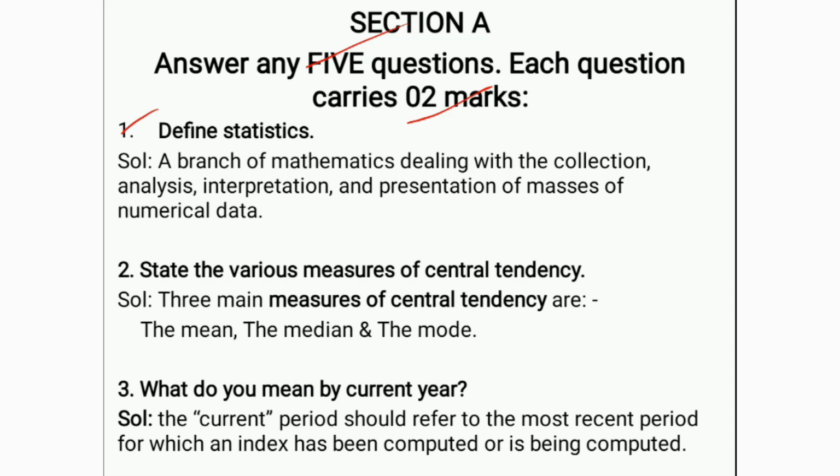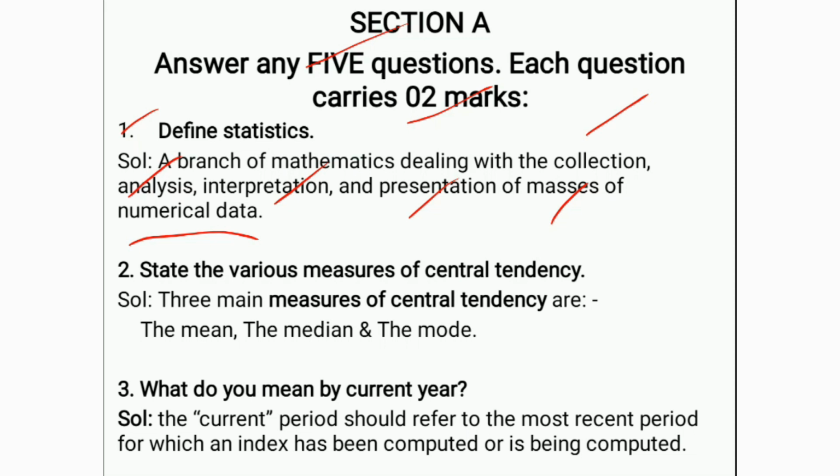Statistics is a branch of mathematics which deals with collection, analysis, interpretation and presentation of masses of numerical data. So it's a very simple meaning. Statistics is a branch of mathematics which deals with collection, analysis, interpretation, and presentation of numerical data or data which is represented in numbers. So that we call statistics.